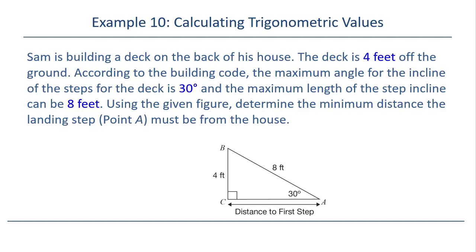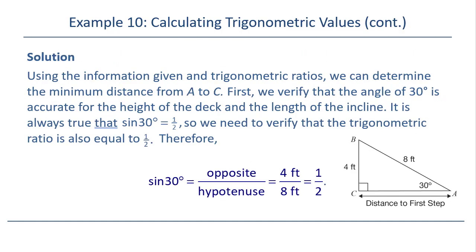The angle of inclination is 30 degrees, and then that will give us the distance to the first step. All right, so now we're just going to figure out which one we need to use. Well, since we have this angle and its opposite measurement and its hypotenuse measurement, that's sine, because sine relates opposite over hypotenuse. So we plug in what we know. We've got the degrees, we've got the opposite and the hypotenuse.